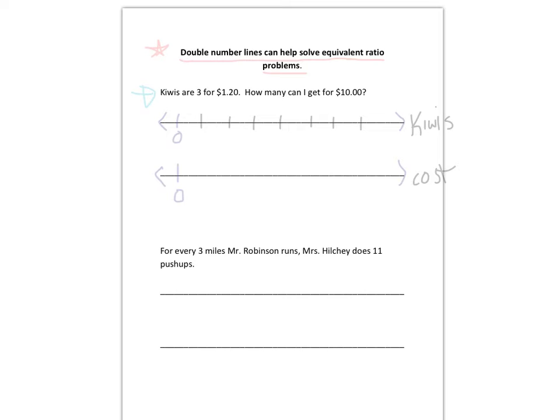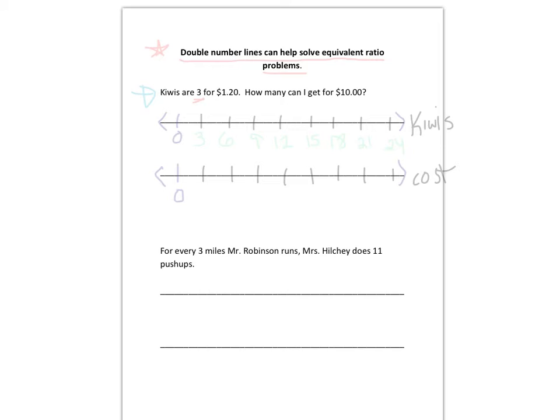Probably should have figured out how many I needed before I started, but I didn't, so I hope this works. So I'm going to make the bottom number line match the top number line and put the tick marks in the same places. So my top one is kiwis, so then I'm going to count by 3 because kiwis are sold in sets of 3. So I have 3, 6, 9, 12, 15, 18, should have picked a better color, 21, 24.